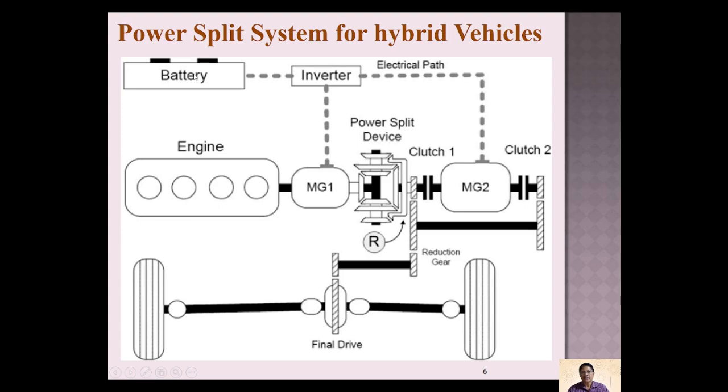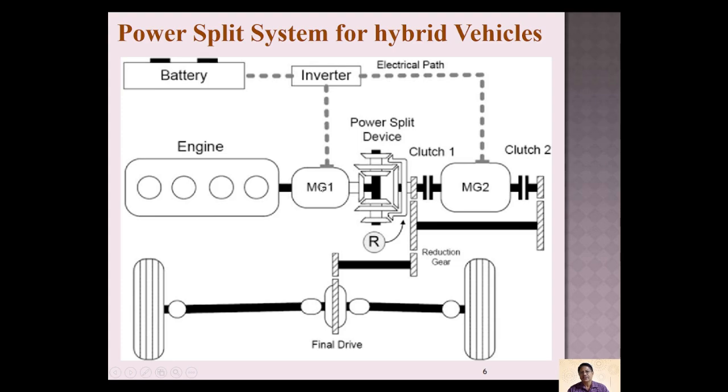Here the battery is there, the inverter is there. If the battery supplies power to the inverter, that inverter has an electrical path that is fed to motor generator 2. So that will directly drive the motor. It is a series or a small system. Then an engine is coupled through MG2, so both will work together, so it's a parallel system.